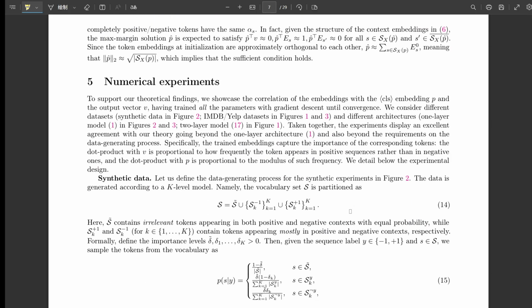It becomes highly specialized. This is all very elegant theoretically, but does it hold up? Did they test it? They did run numerical experiments, which is crucial. They used synthetic data where they could control the properties precisely, and also real-world text data, IMDB movie reviews, Yelp reviews. Okay. And did they just test the simple one-layer model from the theory?